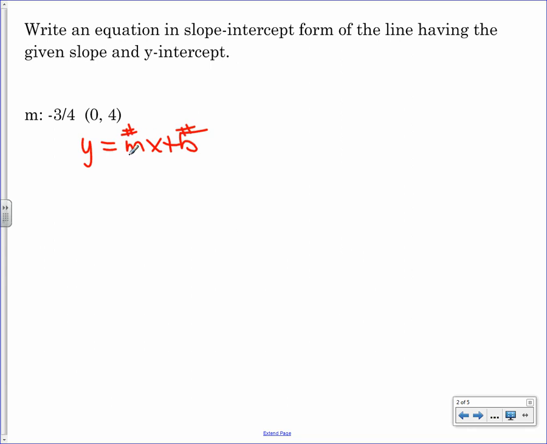What's b? 4. Because if this is (0, 4), isn't that the y-intercept? Right? So this is b. Is that okay? So this would be y equals negative 3/4 x plus 4. That's all they asked me to do. Does that make sense? Anybody confused? Obviously, it could get harder than that. They may not give it to you that easily, but that's the concept. Okay?